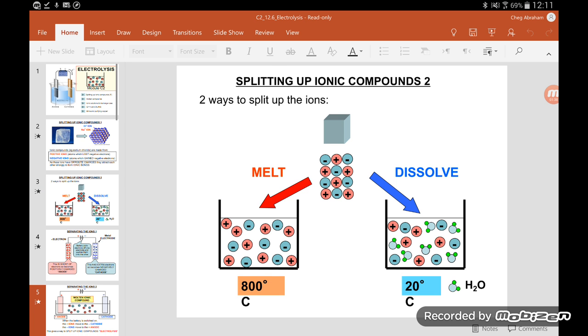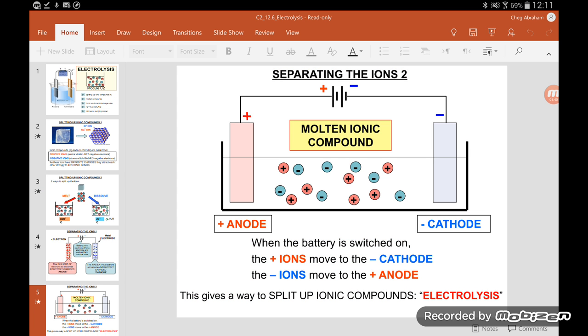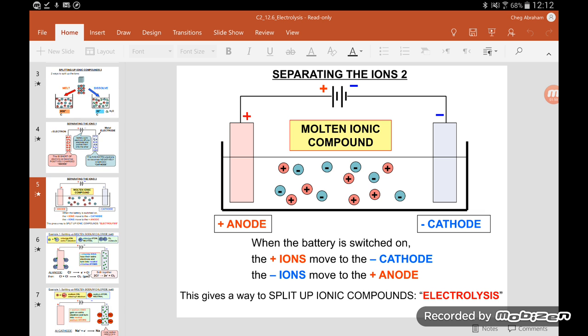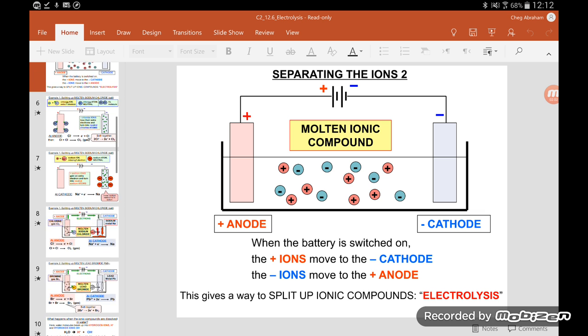Okay, so if we were to take a molten ionic compound like sodium chloride, we can see here this is our electrolysis chamber. We've got a positive anode which will attract negative ions, and we have a negative cathode which will attract positive ions. And so if this was sodium chloride, we would have sodium and chlorine, and the positive sodiums would go to the negative electrode, and the negative chloride would go to the positive electrode.